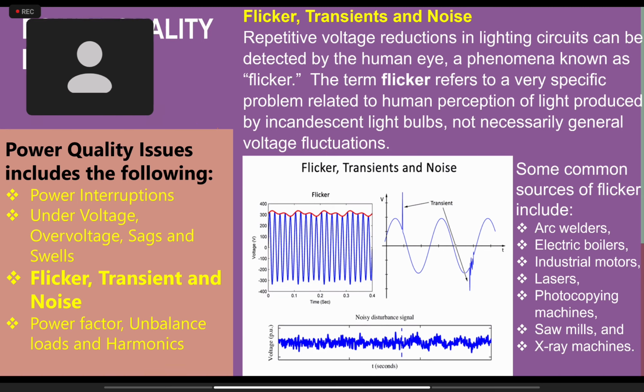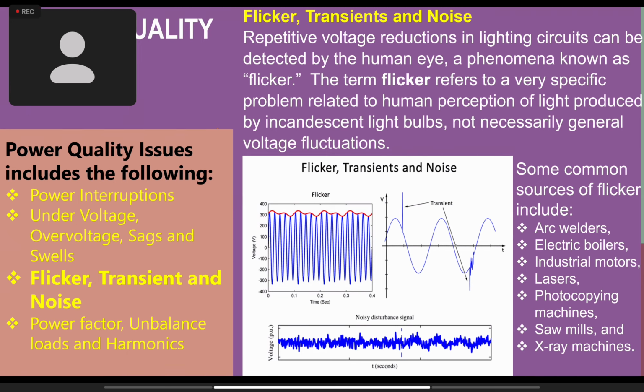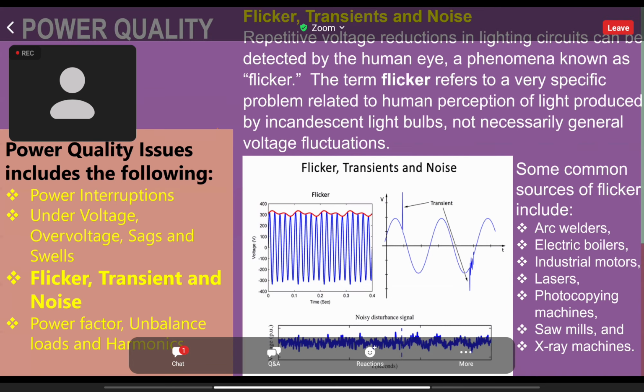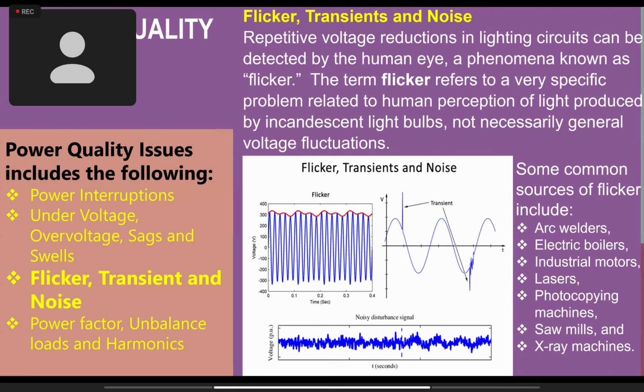Okay. The term flicker refers to a very specific problem related to human perception of light produced by incandescent light bulbs, not necessarily general voltage fluctuation. So, maliit lang man yan na mga voltage variation. Flicker lang because of the small changes in the magnitude of the voltage for a certain period or unit of time. Transient, on the other hand, yung biglang merong notches doon sa ating wave. So this is different from the flicker. Okay.